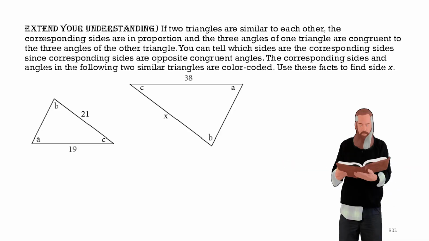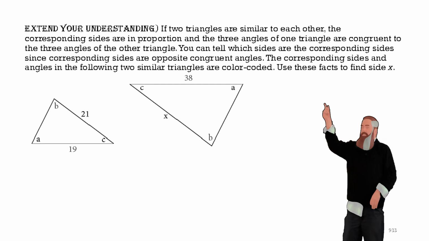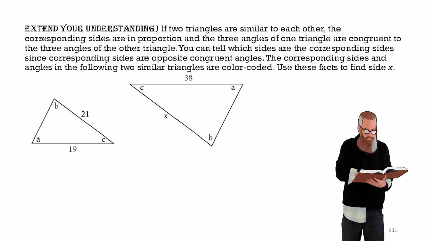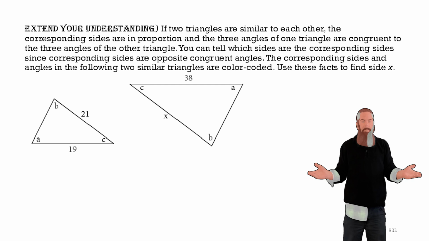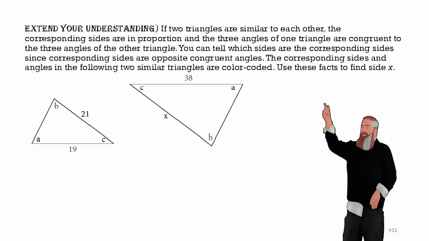If two triangles are similar to each other, the corresponding sides are in proportion, and the 3 angles of one triangle are congruent to the 3 angles of the other triangle. Can you tell which sides are corresponding sides, since the corresponding sides are opposite congruent angles? Use the factors to find X. The following similar triangles are not color-coded, so we're going to use the factors to find X.